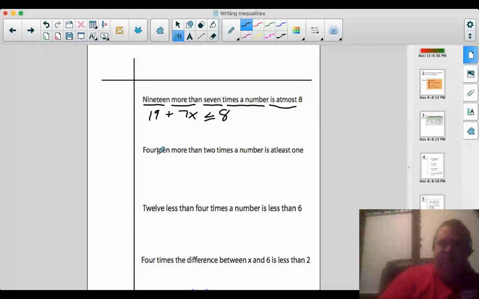All right, let's try another one. 14 more than, again, it's "more than," not "is more than." So this is plus 14 more than 2 times a number. I'll choose x again. So we're multiplying by some number x. "Is at least" means greater than or equal to 1. So 14 plus 2x is greater than or equal to 1. Okay.